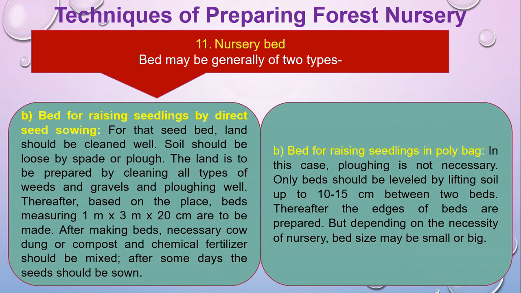Next point is a bed for raising seedlings in the polybag. In this case, plowing is not necessary. Only beds should be leveled by lifting soil up to 10 to 12 cm between two beds. Thereafter, the beds are prepared. But depending on the necessity of the nursery, bed size may be small or big. That means on that bed you keep the polybags level, so you don't need to plow the bed. Make sure the polybag soil should be definitely weed free, no gravels present in that polybag.